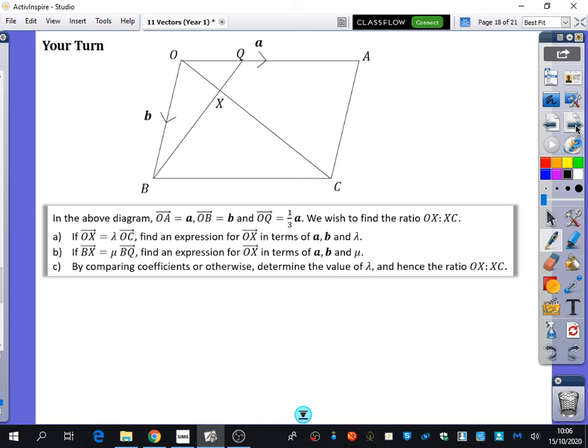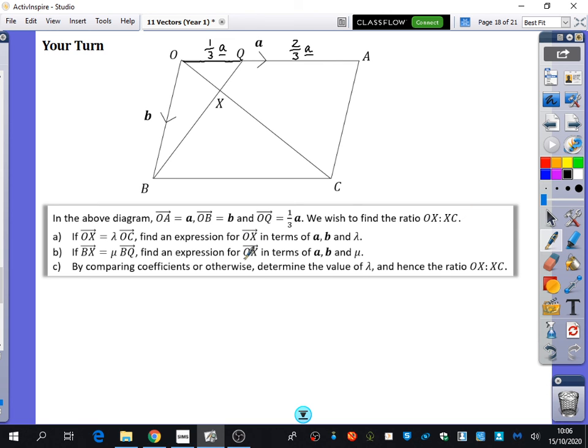We've been told that OA is a, OB is b, same thing as before, it's a parallelogram, and OQ is a third a. So I know that this bit here is a third a, meaning that this bit must be 2/3 a, okay? We wish to find the ratio OX to XC. They've given us a bit more information. The previous one we had to come up with ourselves.